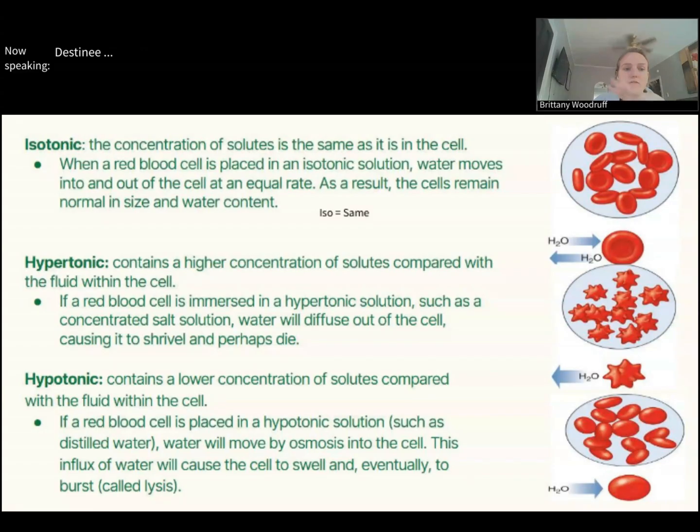In the case of isotonic solutions, the concentration is going to be the same on the outside as it is on the inside. So an isotonic solution is going to be the same on the outside as it is in the cell. Since it is isotonic, meaning that it is the same on both sides, the water is going to move into and out of the cell at an equal rate. Since it is moving in and out at an equal rate, the cells remain normal in size. So they don't change size.